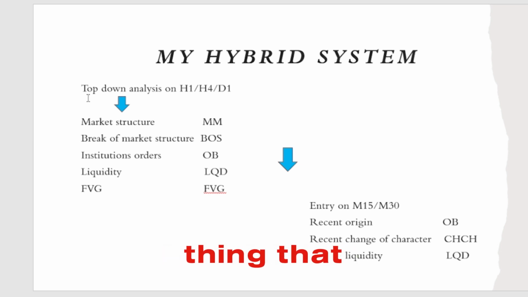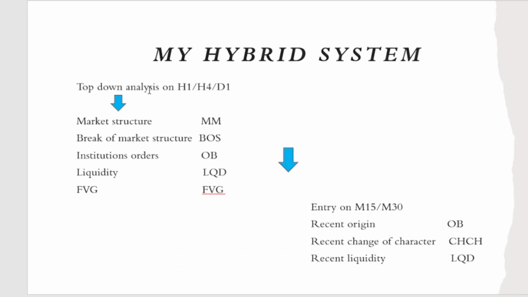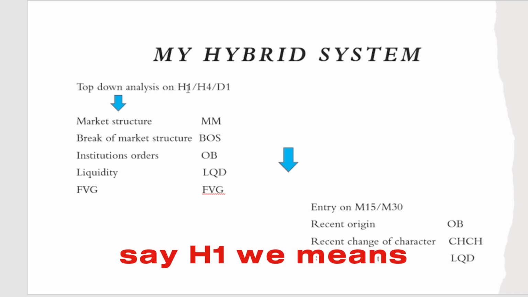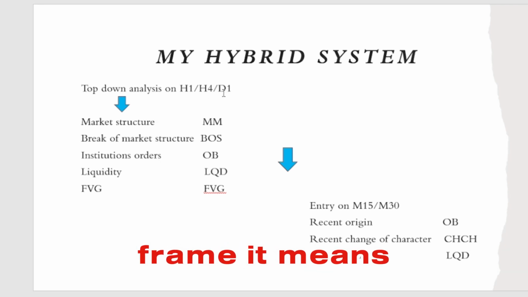So the first thing that we do is a top-down analysis. A top-down analysis helps us identify the trend of the market, what the market is doing in the long term. When we say H1, we mean 1-hour time frame. When we say H4, it means 4-hour time frame. Daily time frame means 1 day.